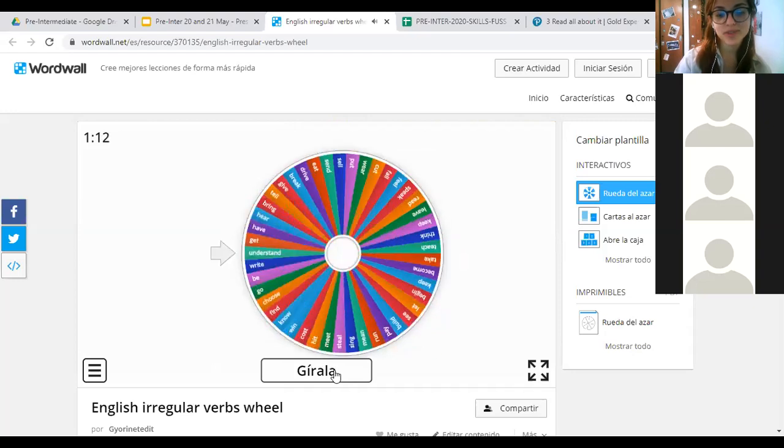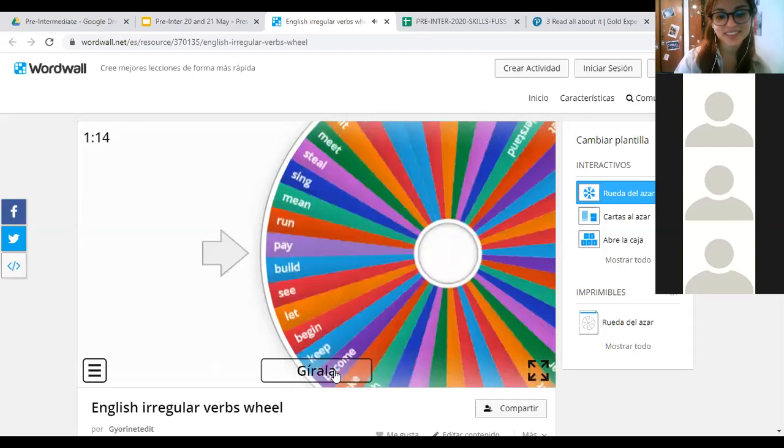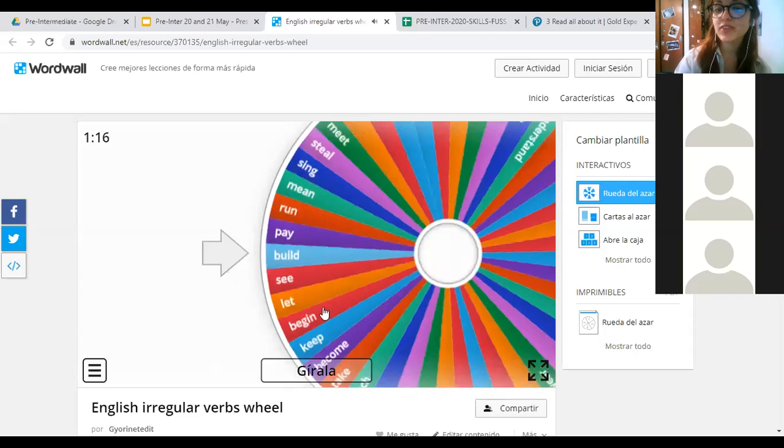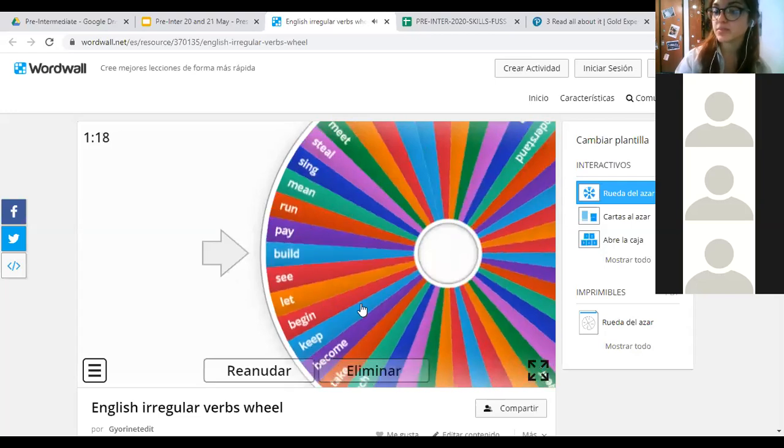I want a very difficult one. Okay, we have the verb build. Built, with a T, right? To build. Someone built. And what is the meaning of build? Construir. Right, so you build a building. Yes, construir.